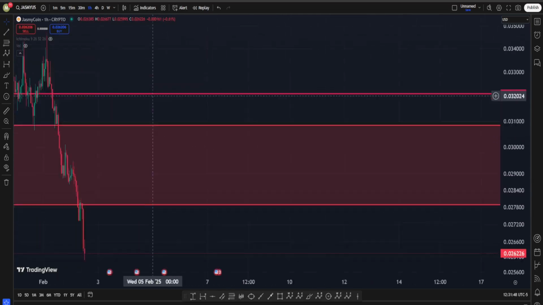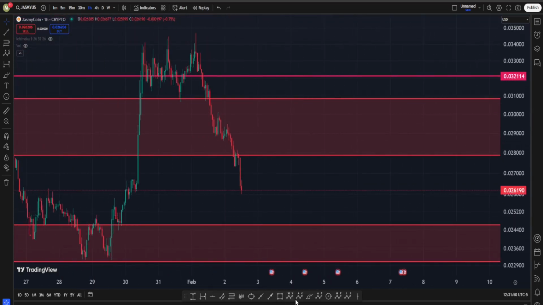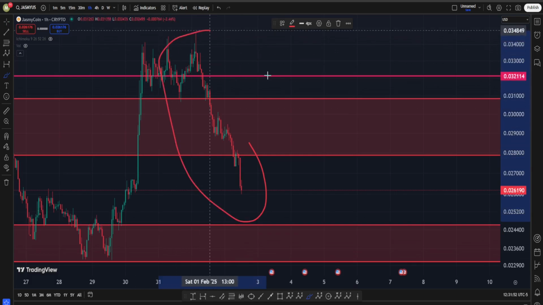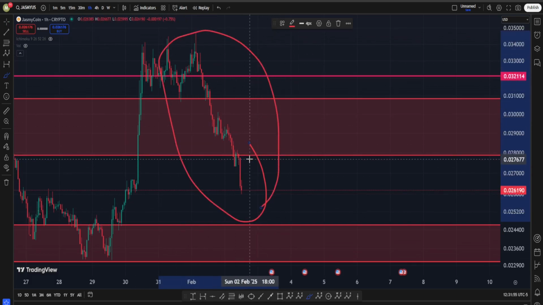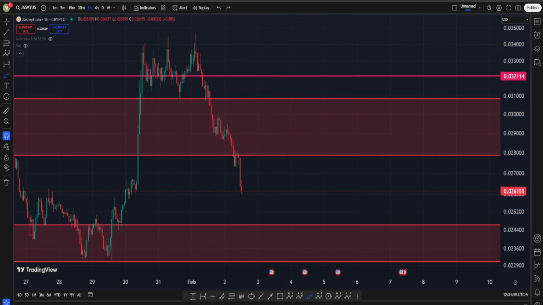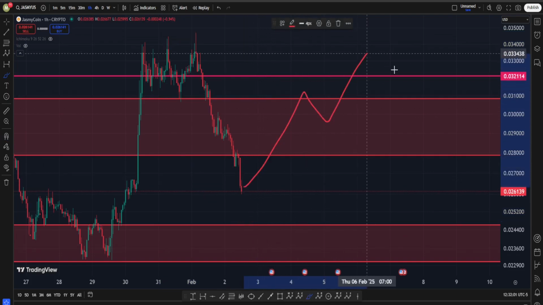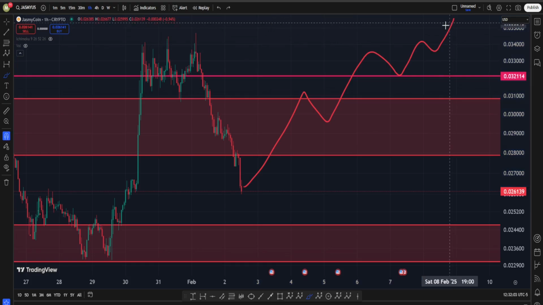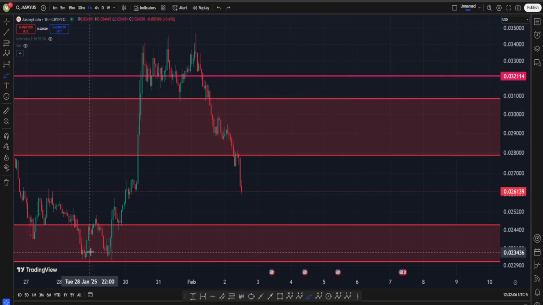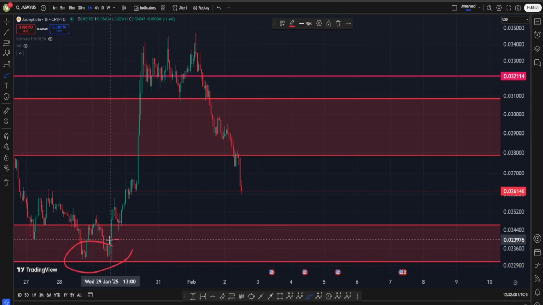Okay, so in today's video about JasmyCoin, we are going to check out the current move down right in here and see, can this be a correction structure and is it actually a long opportunity, in hope that we get some more big moves on the upside and we are going to be able to say, you know what, maybe the bottom is actually in right around this area.